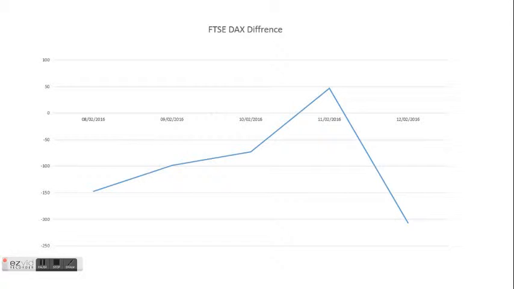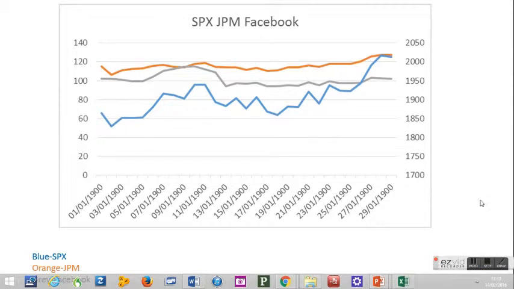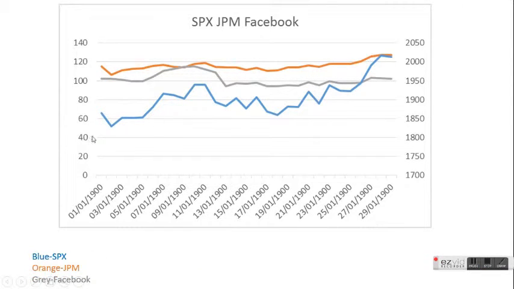So we're going to start off with the S&P 500, and this is the S&P 500 and JP Morgan. I'll just move my easevid. Blue is the S&P 500, orange is JPM, grey is Facebook. The stocks have been normalized. They've been adjusted so that they can fit on the chart.